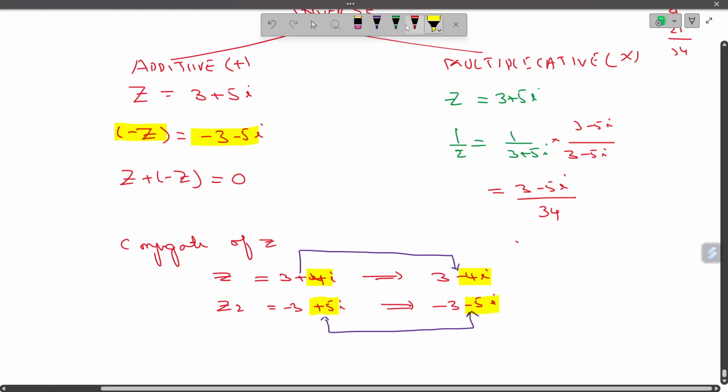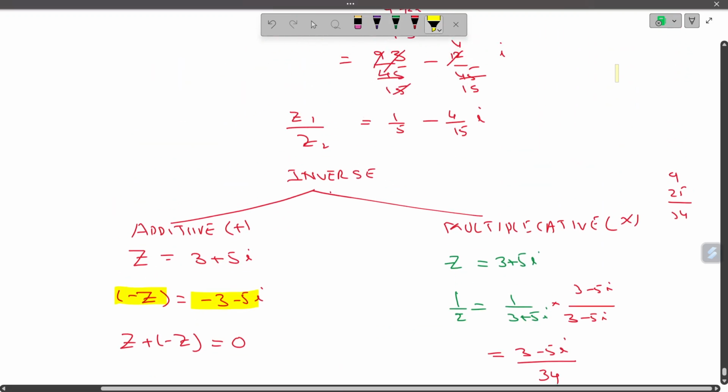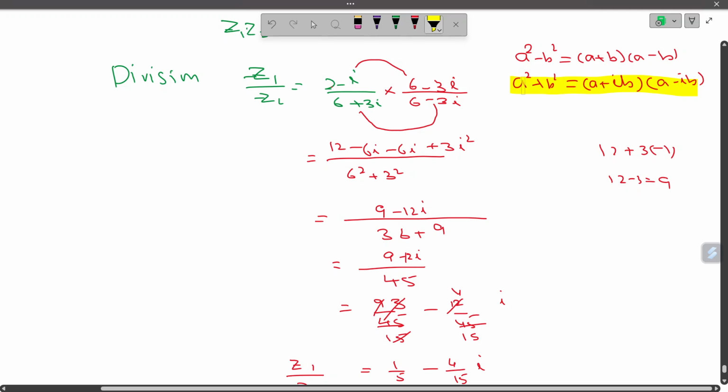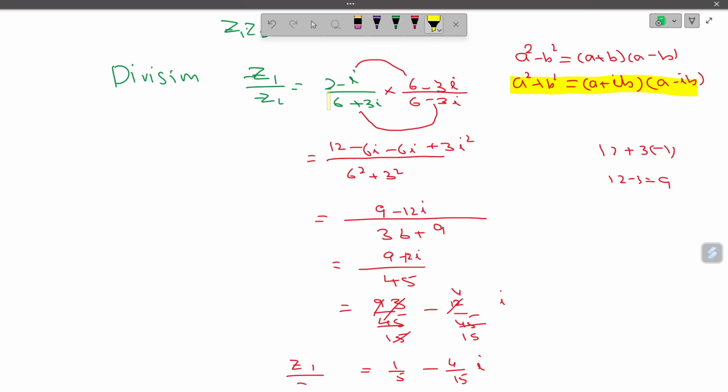And one more thing, a plus ib, a minus ib. This also please remember in the exam. A square plus b square, a plus ib into a minus ib. Whenever you do division or multiplicative inverse, please remember that. Don't go by direct multiplication. Remember this, it will be easy for us.